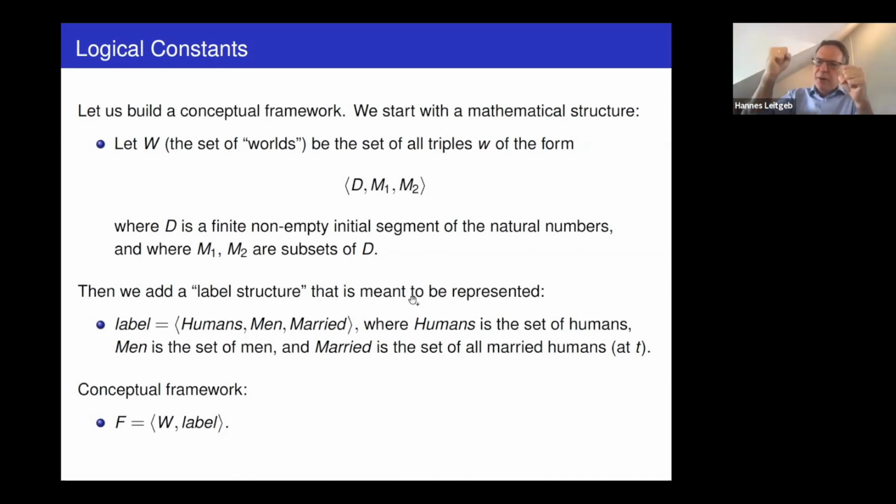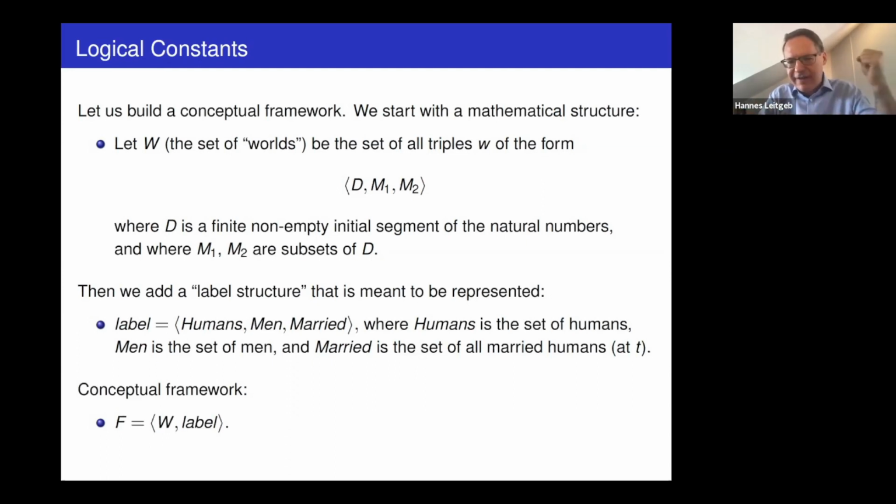Then we add the second component to this purely mathematical part of the framework, which I call the label structure. And that is roughly what our thoughts are meant to be about, or what our language is intended to talk about. I call it a label structure because it's a bit like you have an unlabeled graph and then you label the nodes with something. And here we label them with empirical entities, as you're going to see. Now, the label structure in this case will consist of 3 sets: humans, men, married. Where humans is just a set of humans, men is the set of men, and married is a set of married humans at some point in time. Could be now, could be in the future, could be in the past.